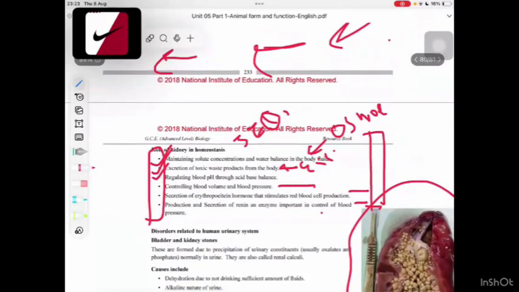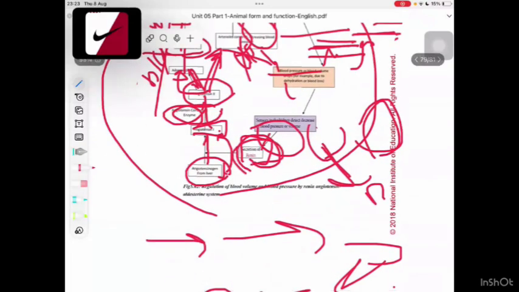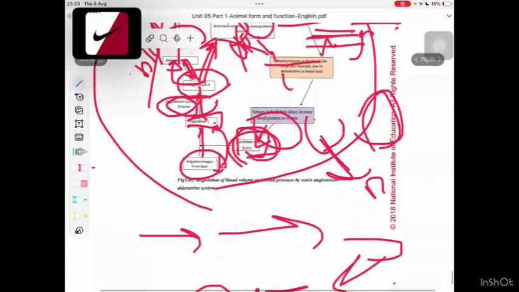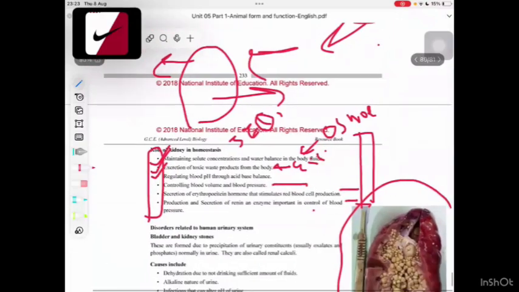Secretion of erythropoietin hormone that stimulates red blood cell production. So the kidney secretes the erythropoietin hormone, which acts on the red bone marrow to produce red blood cells, right? And production and secretion of renin, an enzyme important in control of blood pressure. Yeah, we learned about that over here, right? Secretion of renin from the kidney, right? Okay, so those are the points that you need to learn over there.